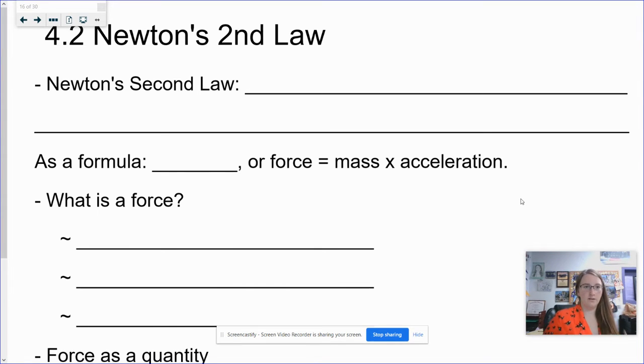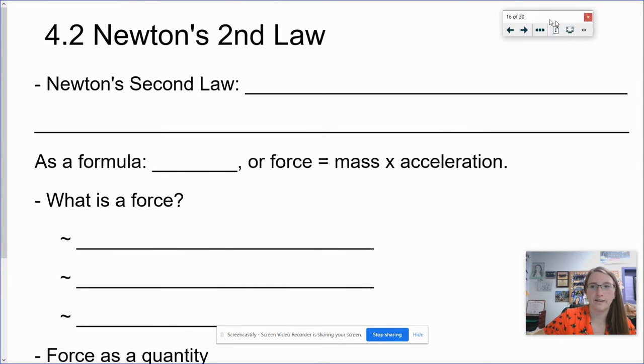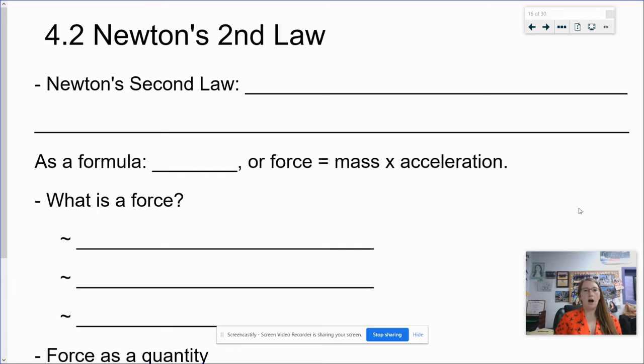Okay, guys, we are on 4.2 and we are going to start talking about Newton's laws. Now we start with Newton's second law. He obviously did them in order of 1, 2, 3, but we typically talk about the second law first because we kind of need it in order to understand the first and the third and how those work and kind of even what they mean by a force.